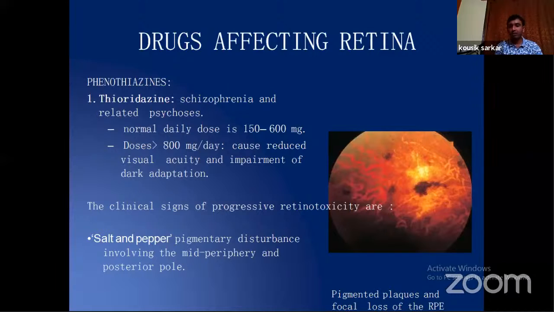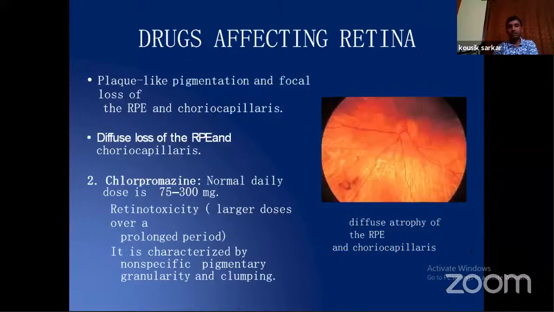The clinical signs of progressive retinopathy in thioridazine include salt and pepper pigment disturbance, which involves the mid periphery of the retina and the posterior pole. Then in the second stage, plaque-like pigmentation and focal loss of RPE and choriocapillaris occurs. And in the end stage, diffuse loss of RPE and choriocapillaris occurs in cases of thioridazine retinotoxicity.